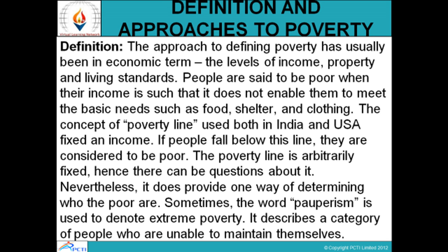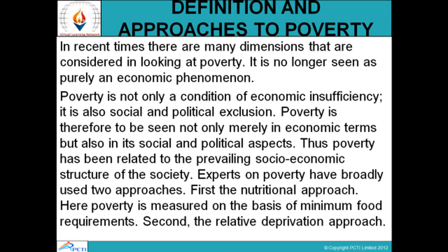Sometimes pauperism is used to denote extreme poverty, and it describes a category of people who are unable to maintain themselves. In recent times, there are many dimensions that are considered in looking at poverty. It is no longer seen as purely an economic phenomenon. Poverty is not only a condition of economic insufficiency, it is also social and political exclusion. Poverty is therefore to be seen not merely in economic terms, but also in its social and political aspects. Thus, poverty has been related to the prevailing socio-economic structure of the society.